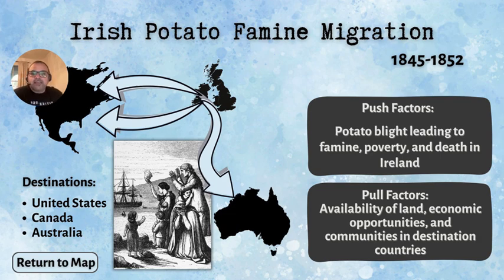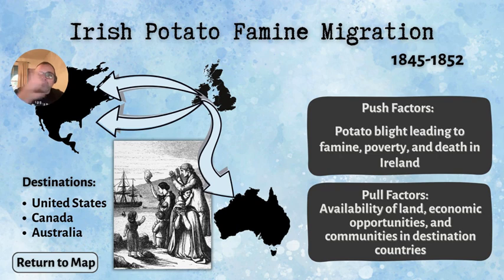The second is the Irish potato famine migration that took place between 1845 and 1852. This is also known in Europe more specifically as the Great Hunger. And it is a period of mass starvation, disease, and emigration from Ireland in this period. This catastrophe, this disaster, is really caused by a potato disease known as the late blight, which destroyed the potato crop that was really a staple food for the majority of the population.